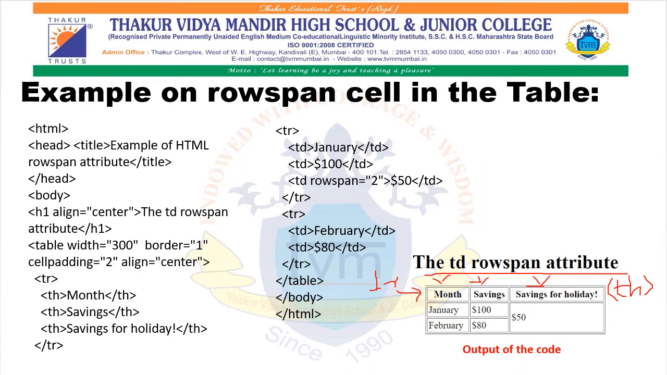The value of the first row is January, so we are using TD with January. Then the second value in the second row is $100. $100 is the value for the savings. And now comes the part where we have to merge the two cells.